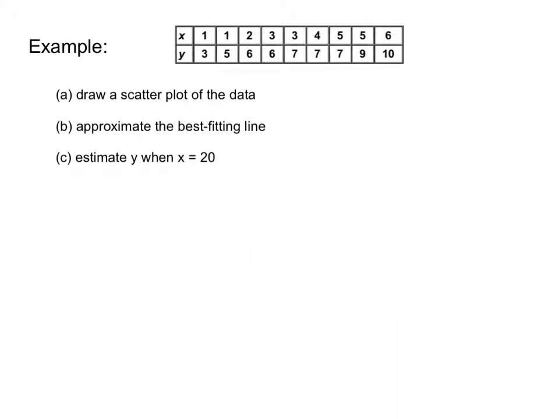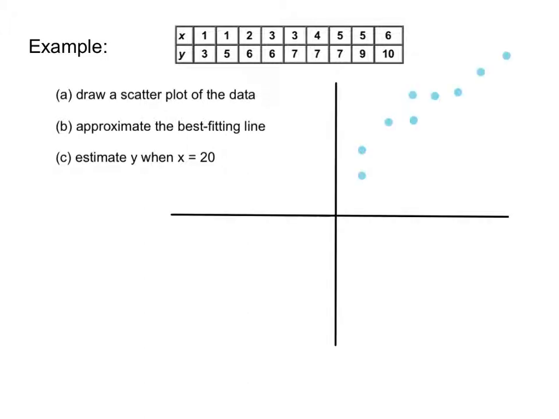So an example problem of this in the book has this graph here, or this table, and the directions are to draw a scatter plot of the data, approximate a best fitting line, and estimate y when x equals 20. We've drawn a scatter plot of the data with our blue dots, and now we are going to approximate the best fitting line. So the best fitting line would be approximately here.